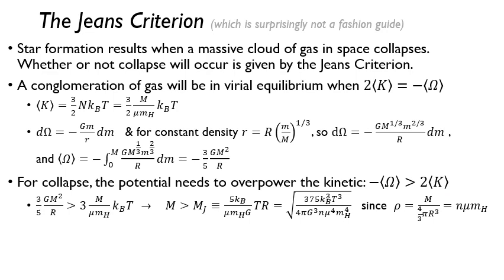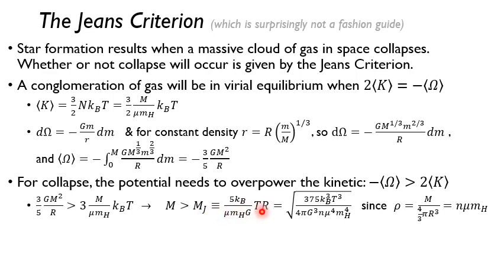So we can go ahead and plug our equations for the potential and for the kinetic energy into this inequality and get this expression. We're going to solve for the mass of the cloud, so basically keep mass on one side and move everything over to the other side of the inequality. And you get that the mass must be greater than these constants times the temperature times the radius of the cloud, which we refer to as the Jeans mass.